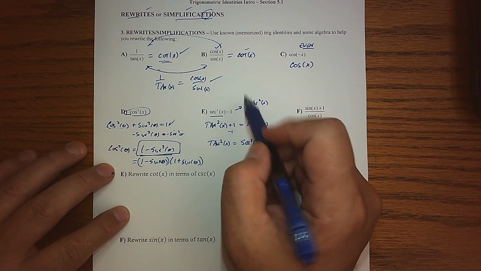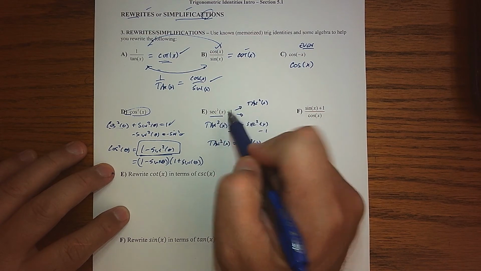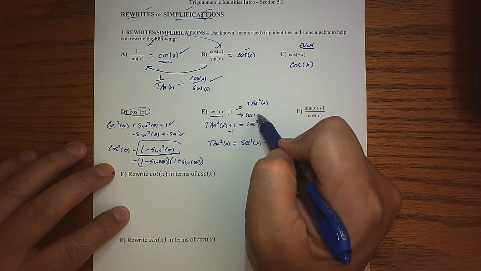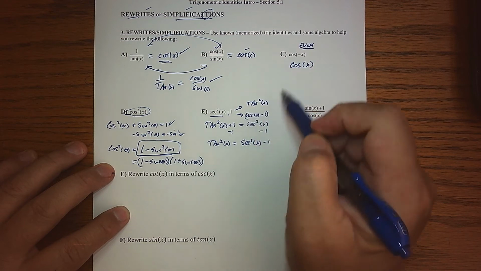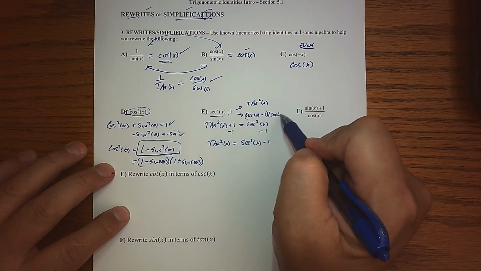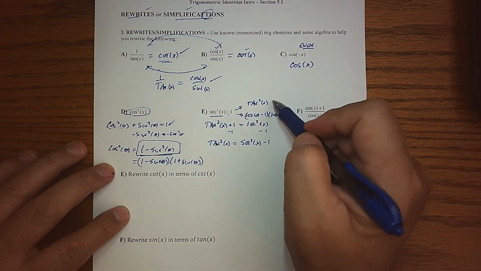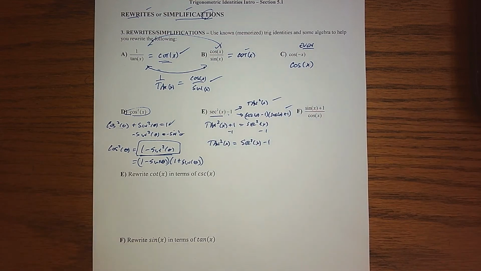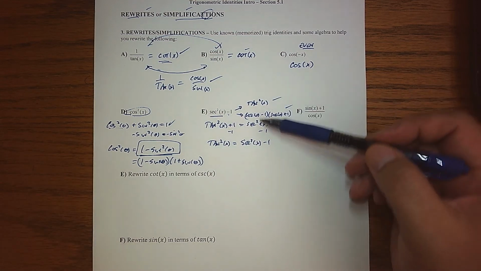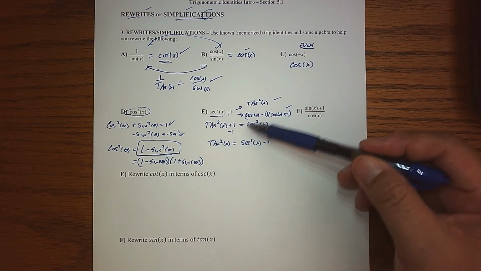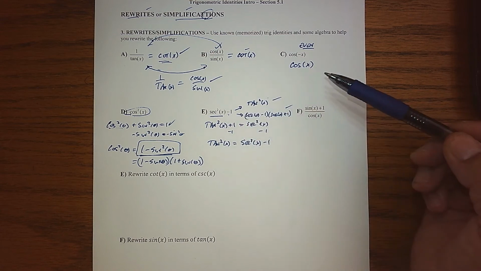Of course, we could have also said that this is a difference of squares. So this is secant of x minus 1 times secant of x plus 1. I would accept both answers if some of you on the quiz manipulated the Pythagorean identity and said secant squared minus 1 is tangent squared.